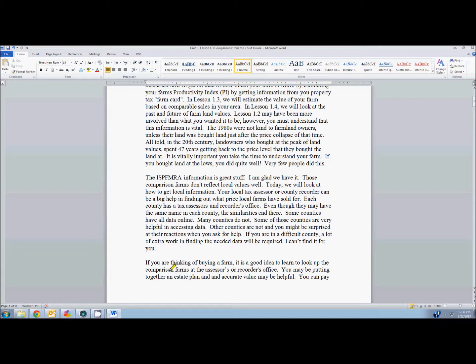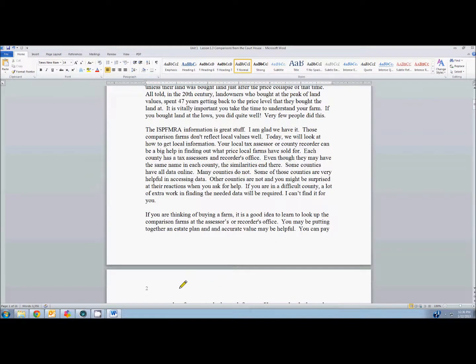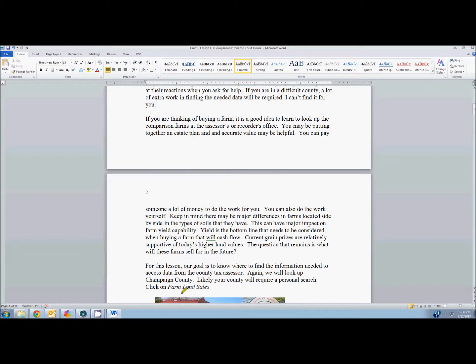If you're thinking of buying a farm, it's a good idea to look up the comparison farms at the assessor's or recorder's office and the farm you're thinking about buying. Or you may be putting together an estate plan, and an accurate value may be helpful. You can pay someone a lot of money to do that work for you, but the basic information that you need to know, you can actually do yourself. And once you know how to do this, you can do it relatively quickly.